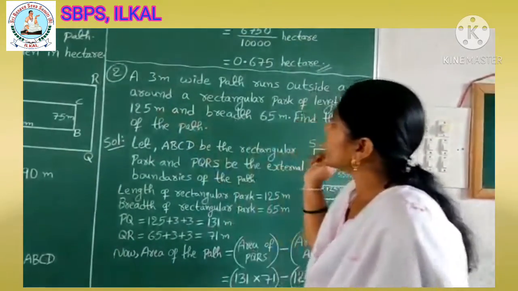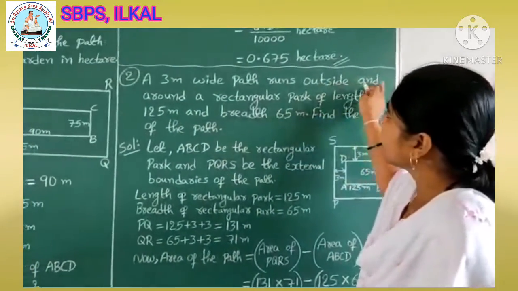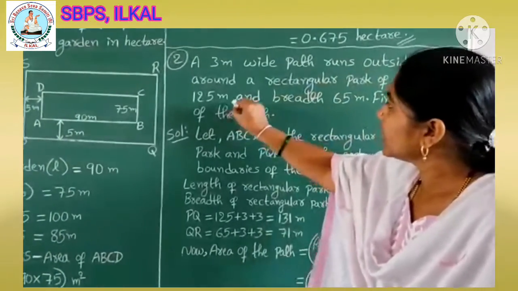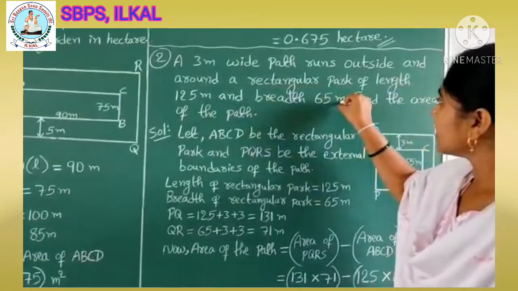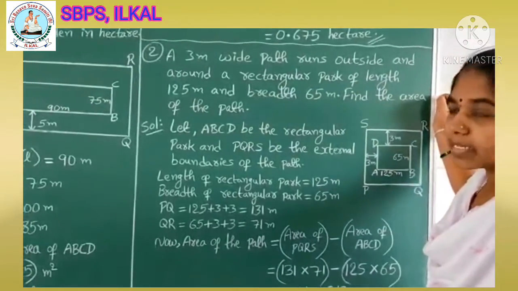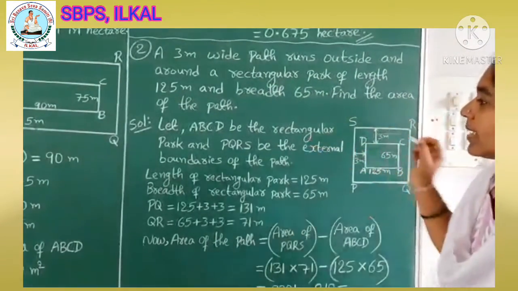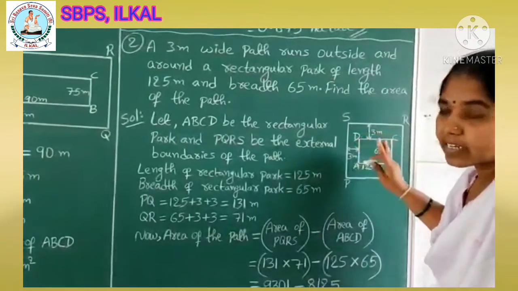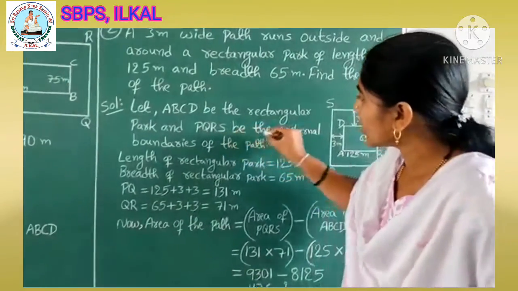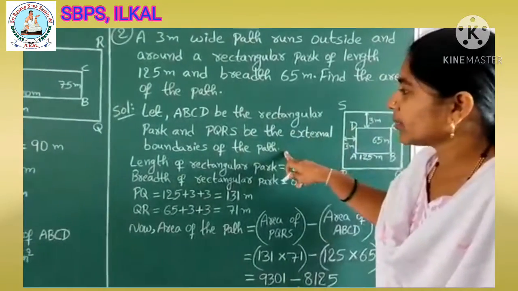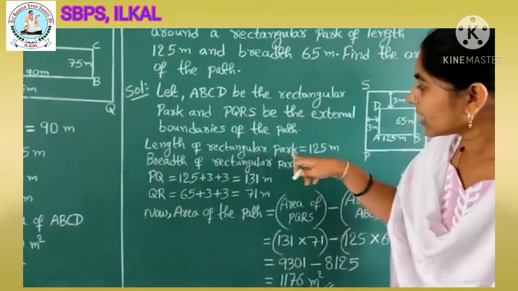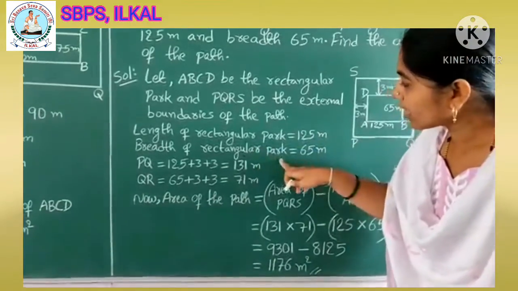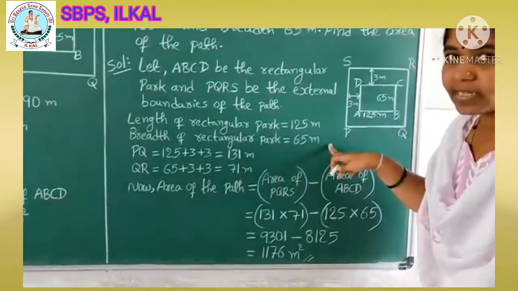A 3 meter wide path runs outside and around a rectangular park of length 125 meter and breadth 65 meter. Find the area of the path. Let ABCD be the rectangular park and PQRS be the external boundaries of the path. Length of the rectangular park is equal to 125 meter they give. Breadth is equal to 65 meter they give.